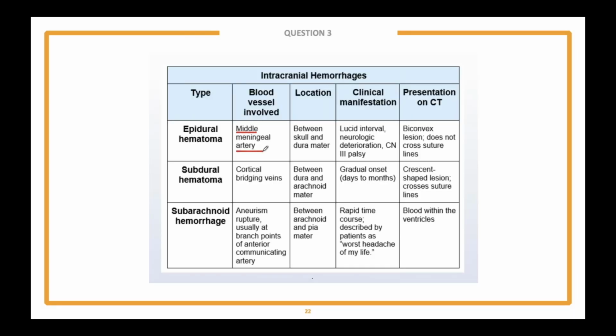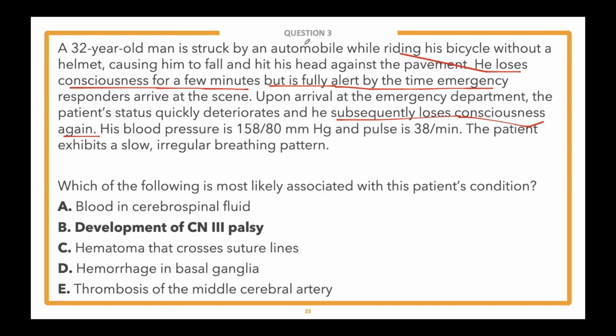So middle meningeal artery between the skull and the dura mater. That's why we call it epidural, right? Epidural as in dura. And we have a lucid interval, neurologic deterioration, and cranial nerve 3 palsy as a result of this epidural hematoma, okay?